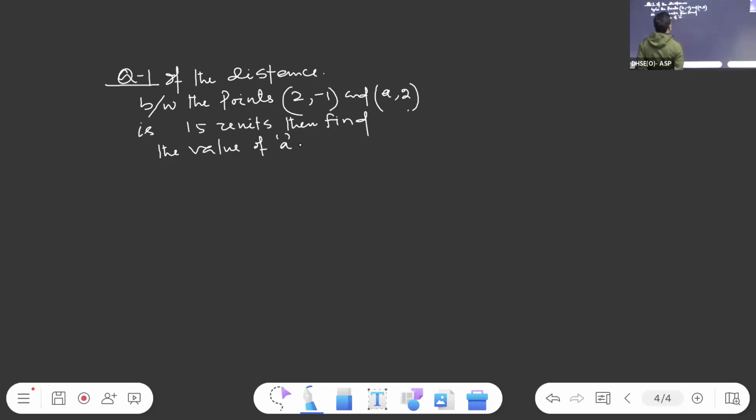Two points are given in which an unknown parameter a is there, and the distance between the two given points is given. We have to find out the value of the unknown parameter a. So come to the solution.